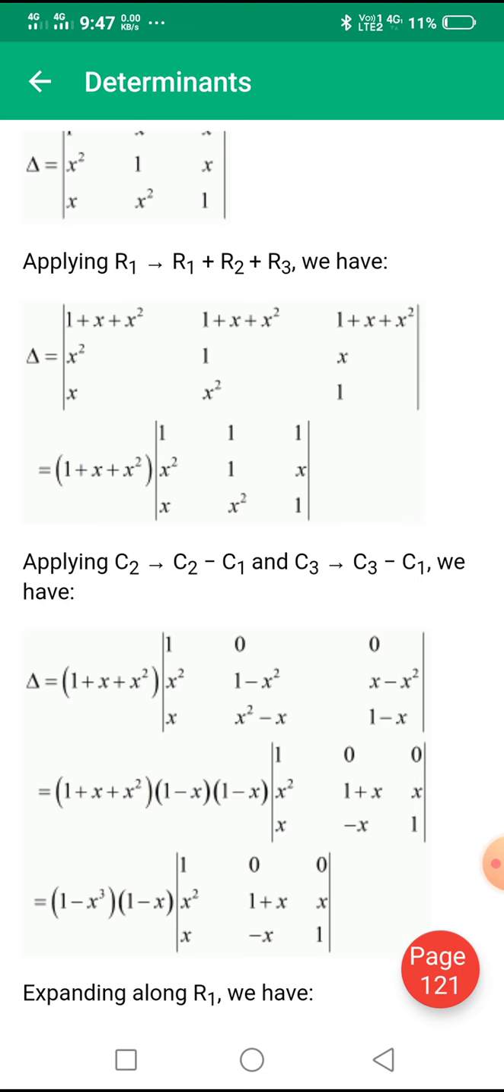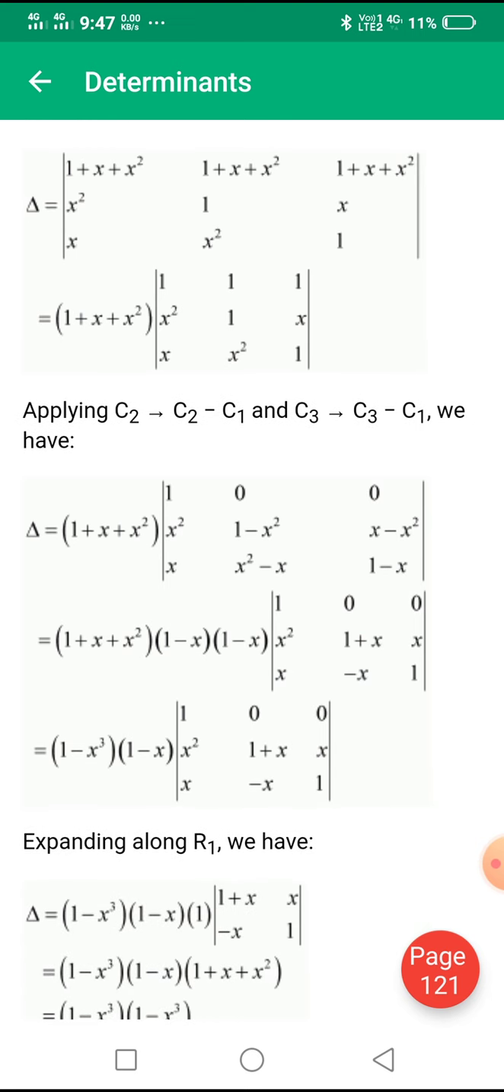Now, maximum zeros will help us to expand our determinant easily. So I will try to get zeros by applying column 2 minus column 1 and also column 3 minus column 1. As you can see, in doing so, I am getting the second element and third element of row 1 as 0.